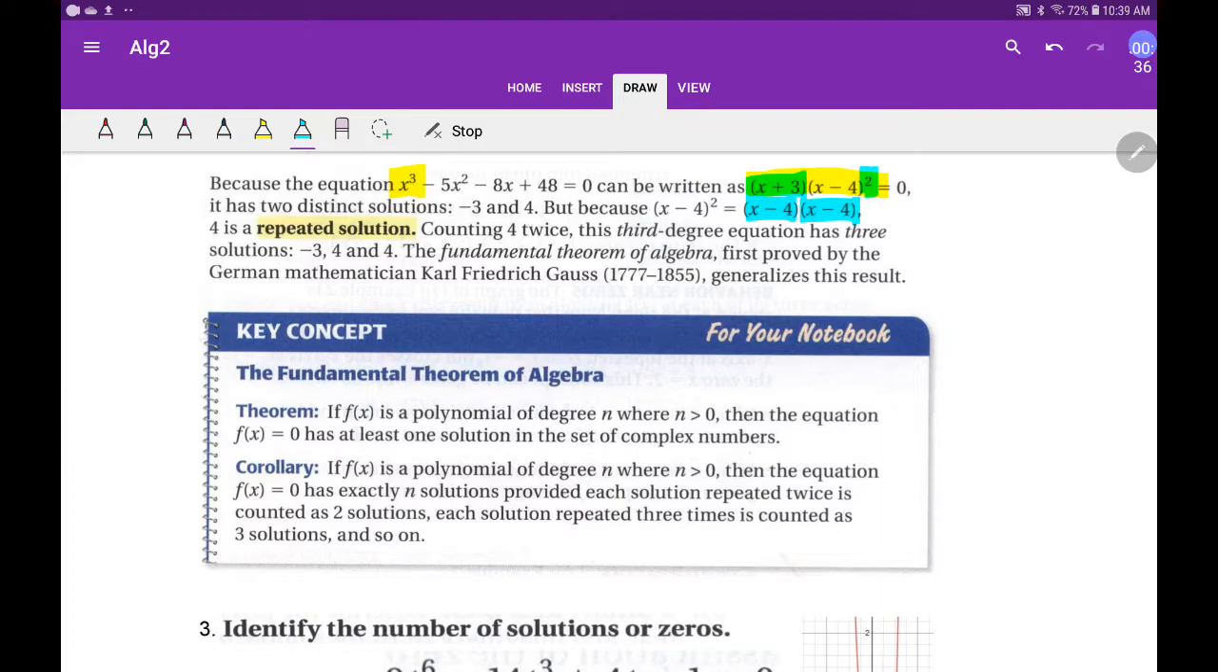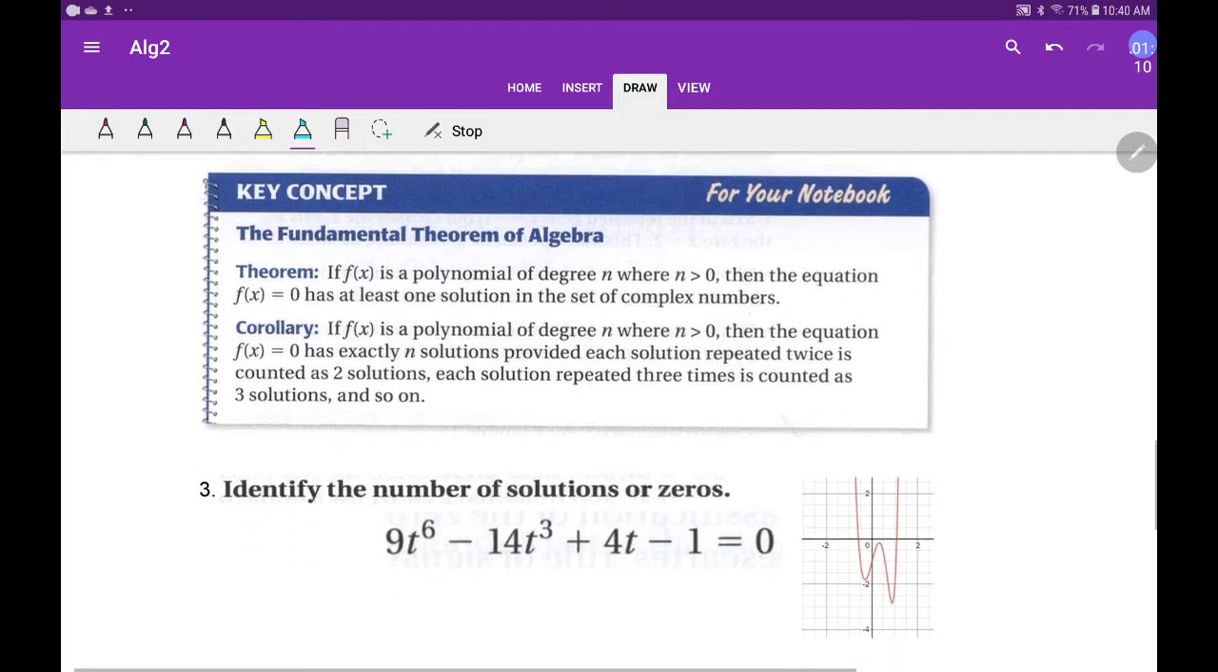So if they're repeated twice, that's what I call a kiss, where the graph comes down and just touches the x-axis in one place, if there were two of them. If it's 3, it's going to go on through. If it's 4, if it's even, it's a kiss. All right. But the fundamental theorem basically says, if you have something to the third degree, if that's the highest degree, you're going to have three solutions. They could be repeated, they could be imaginary, but you will have three.